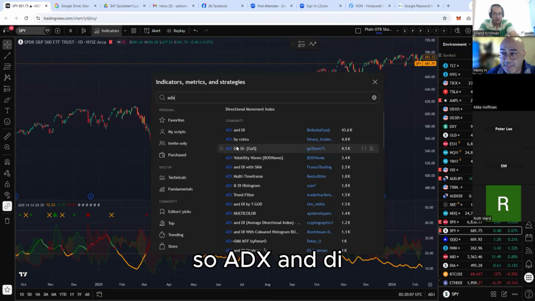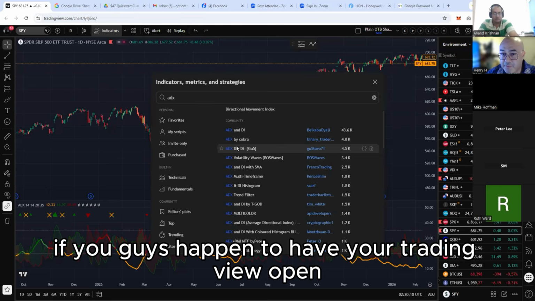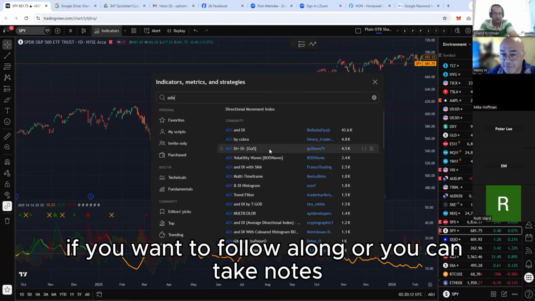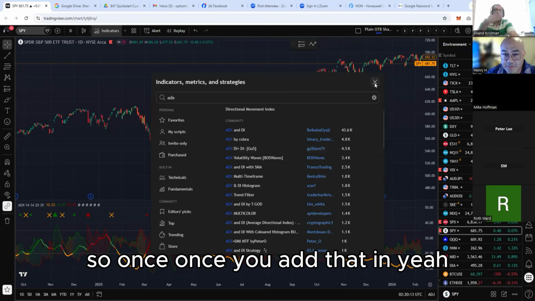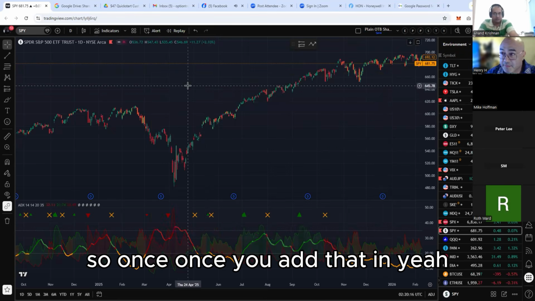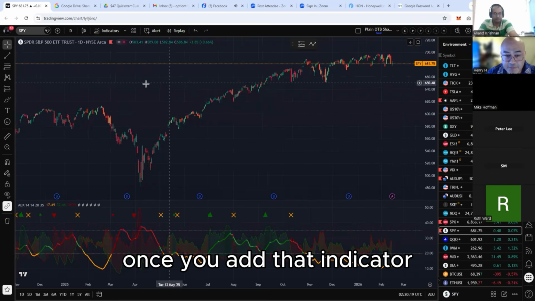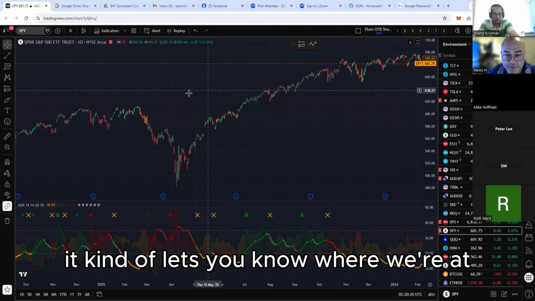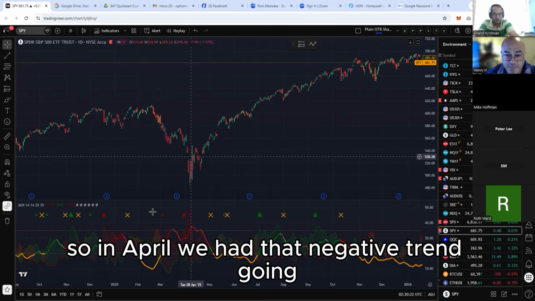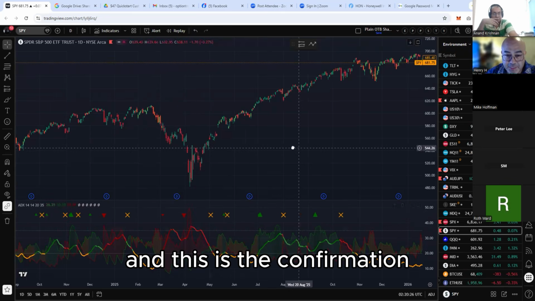All right, so ADX and DI. If you happen to have your TradingView open, you can add it now if you want to follow along, or you can take notes. Once you add that indicator, it lets you know where we're at. So in April, we had that negative trend going, and this is the confirmation.